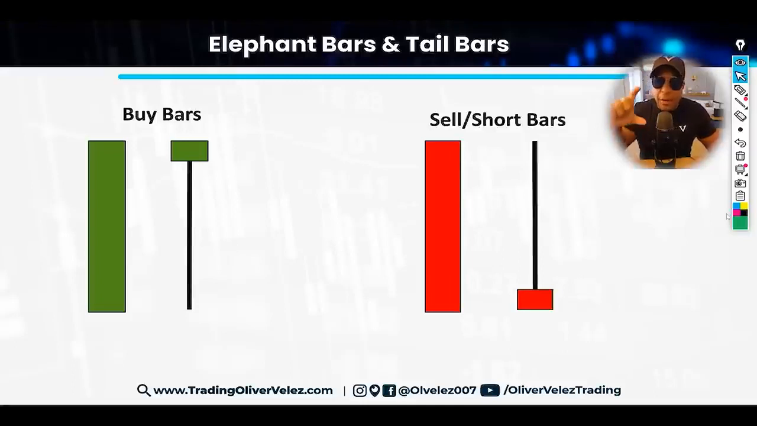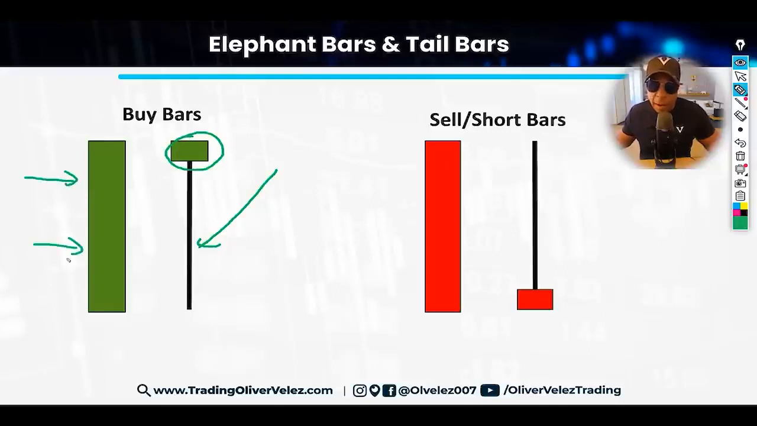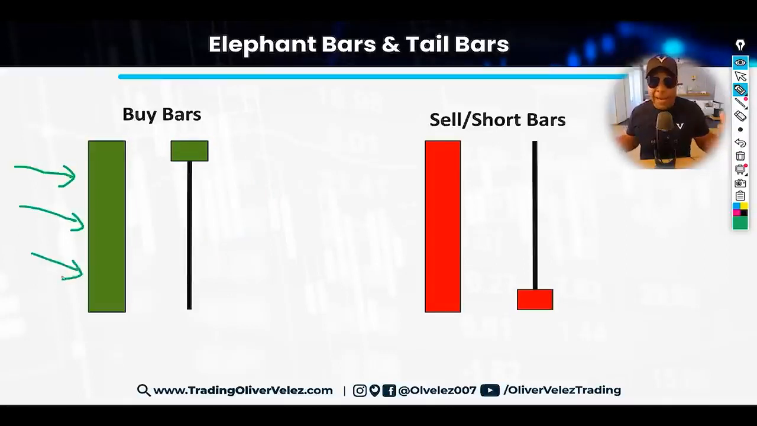Elephant bars and tail bars. So big, fat, green bars and bars that are mostly tail and a little body. So fat elephant bars. Now, why do I call these elephant bars? Because these bars can only be created by big money. You can't create an elephant bar in a stock like Apple. It takes billions of dollars to create an elephant bar. That is no easy feat. All right. So when we see an elephant bar, we know that's big money at play.